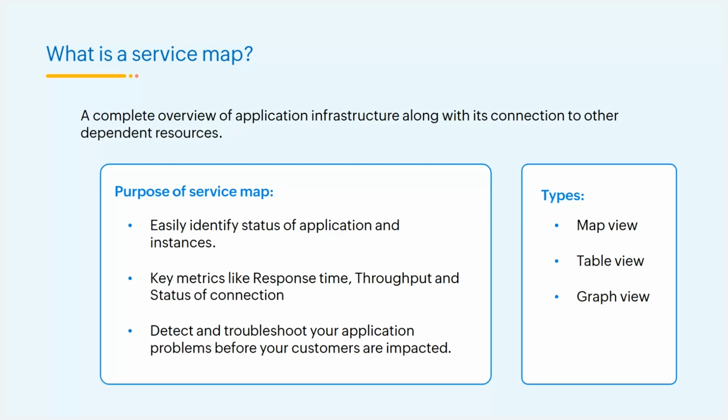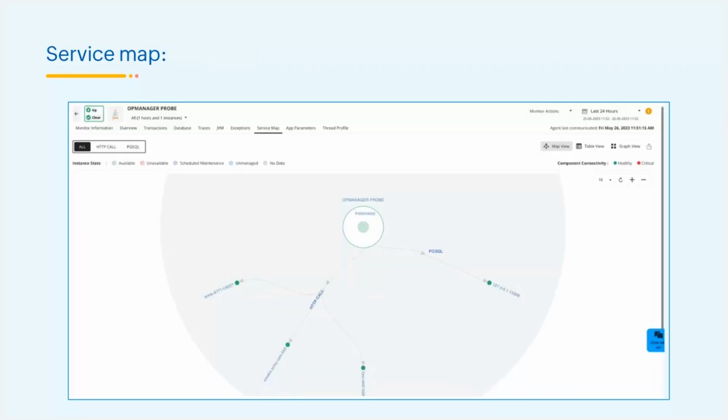There are three types of service map. One is the map view, another is the table view, and the other is the graph view. With the help of these three views, we can have a unified viewing experience of the service maps. So here is a map view. It will provide a way of analyzing the topological view of the application along with its instances represented in the central node. And we can directly hover over any one of the instances to identify the health of the specific instance.